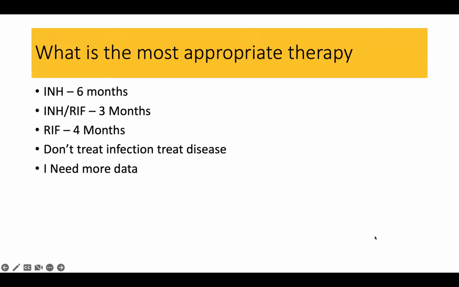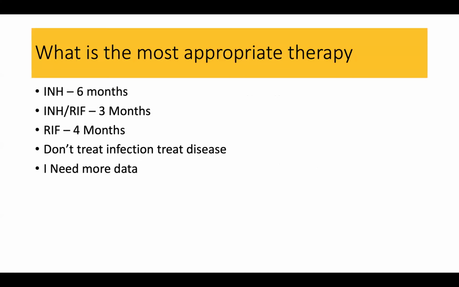Okay, so here we go. Is it INH preventative therapy for 6 months? Is it INH and rifampicin for 3 months? Is it rifampicin for 4 months? Don't treat infection, treat disease, or you need more data?